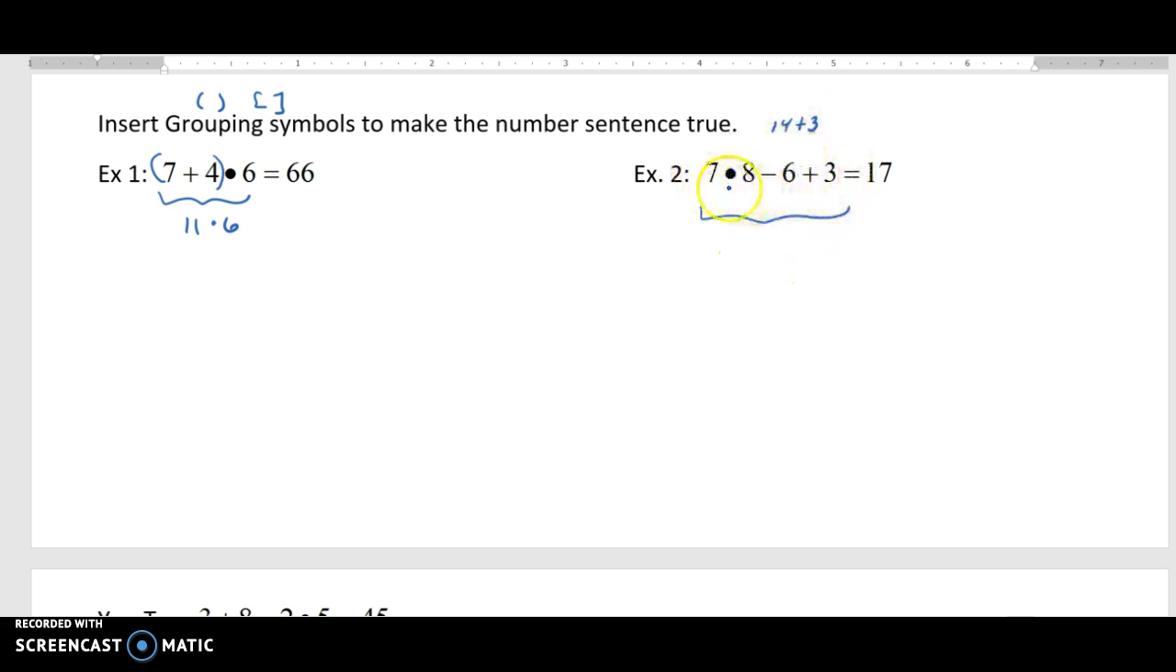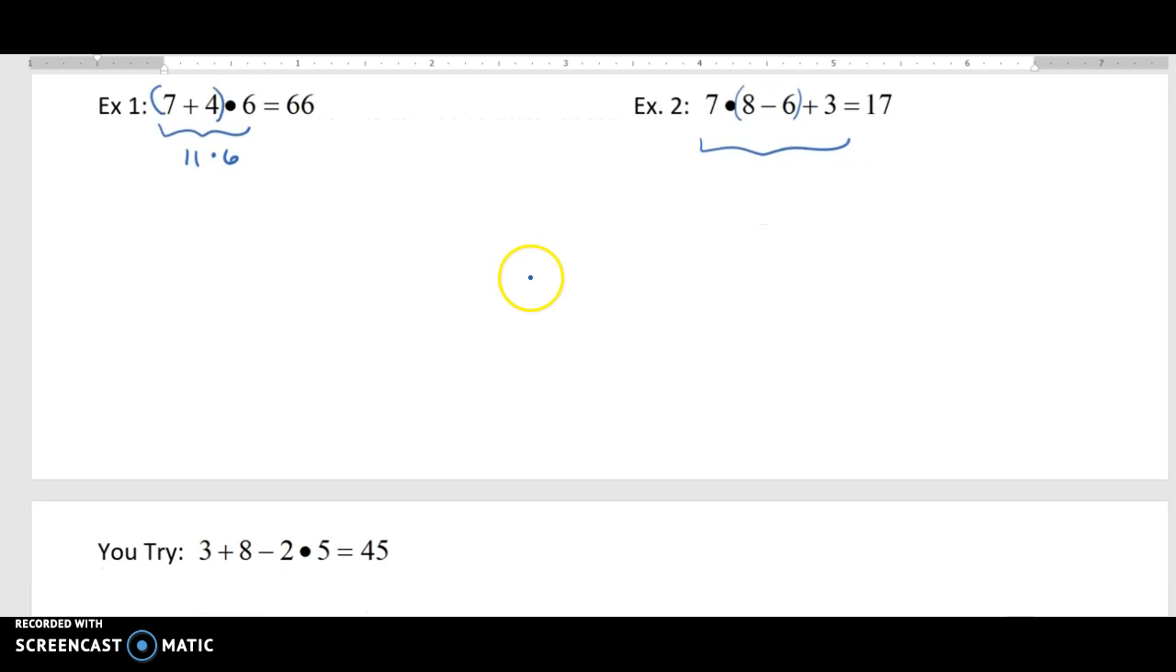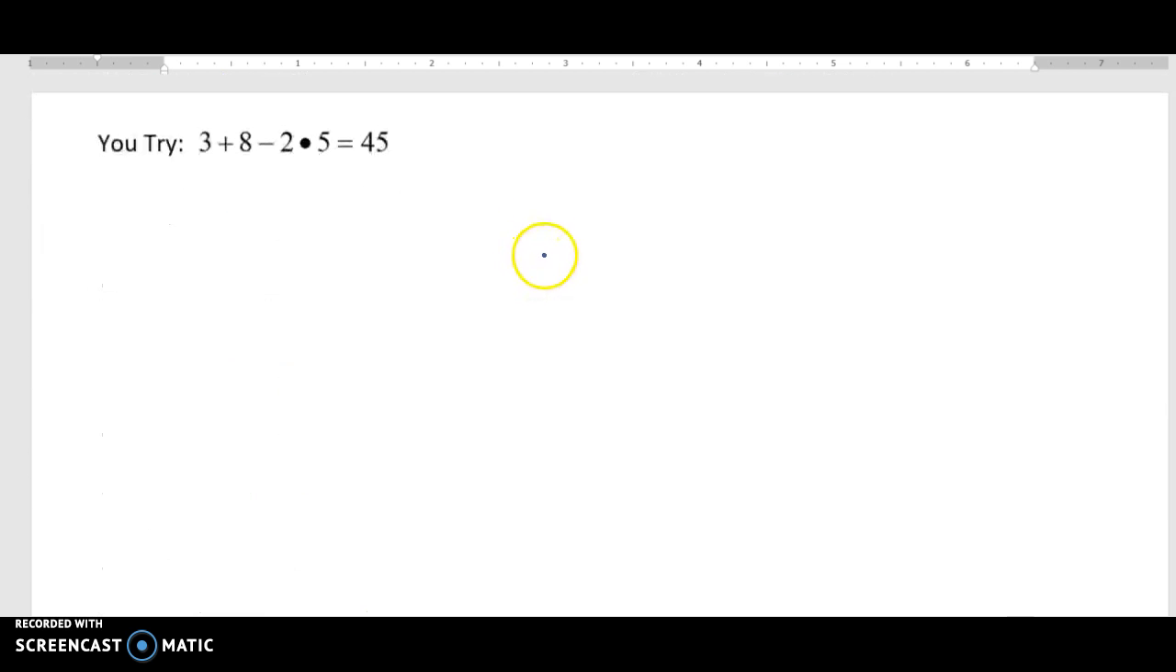So if I look at this, I know I see a 7, and it has something in relation with 14, and it's multiplication. So is there any way I can make this 7 times 2? Well, if I put the grouping symbols here, that tells me that using an order of operations, 8 minus 6 would be 2. 7 times 2 is 14. 14 plus 3 would be 17. Okay, I want you to do the you try and then come back and see where it is.